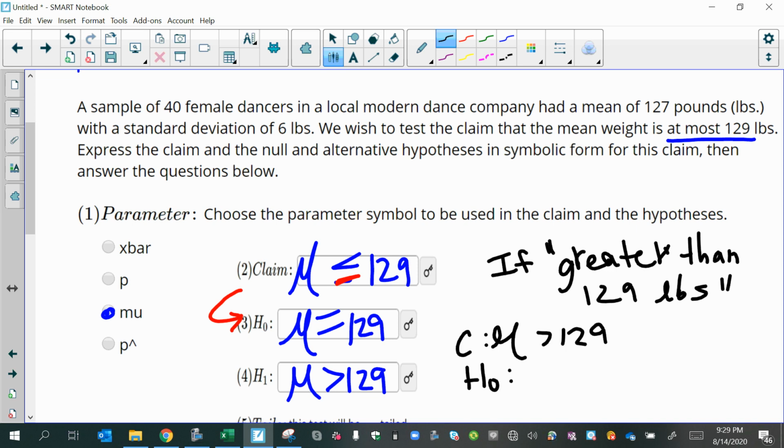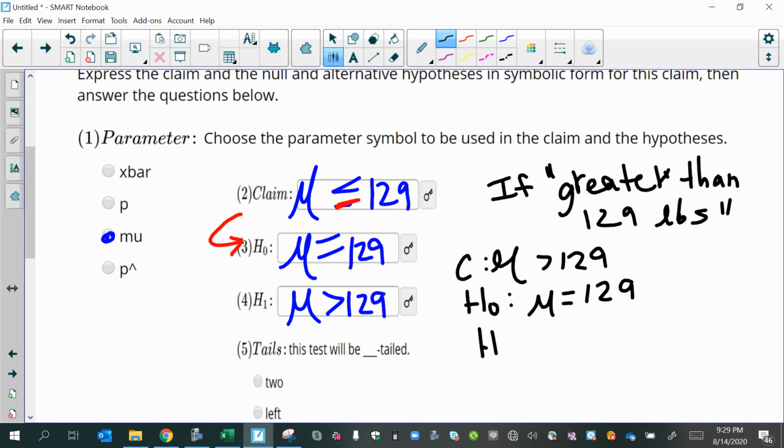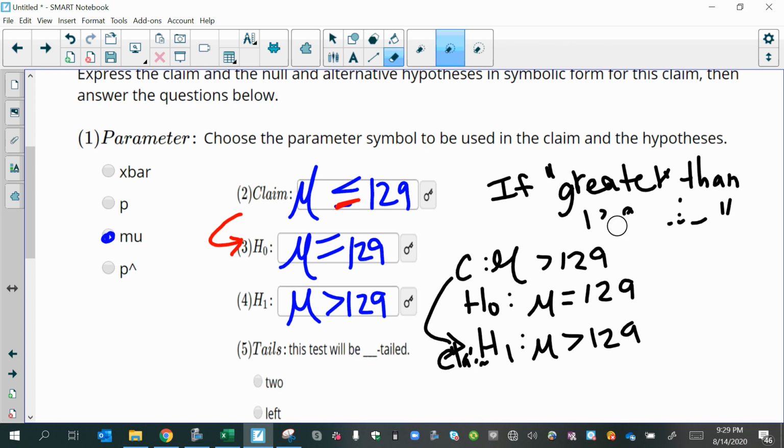Your null, which always uses the equal sign, does not contain the claim because there's no condition of equality there. And your alternative hypothesis is the original claim. Claim falls here. Okay, so in that case, it would be the same as the claim instead of the complement of the claim. Okay, we can do another one here.